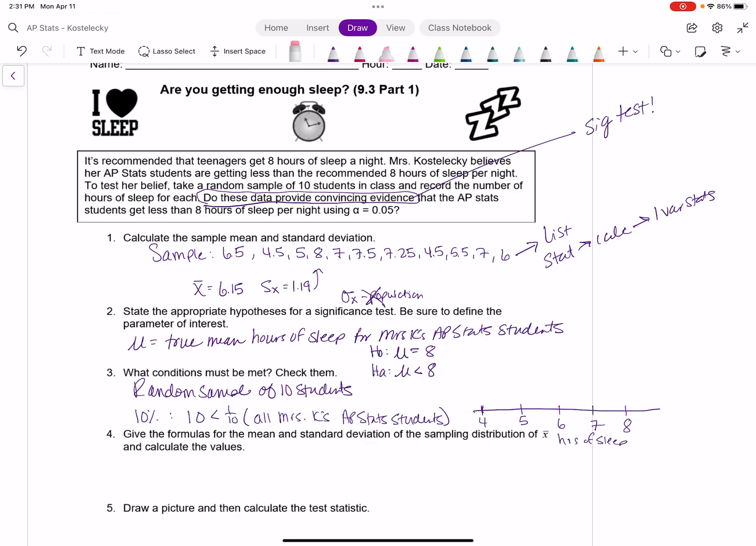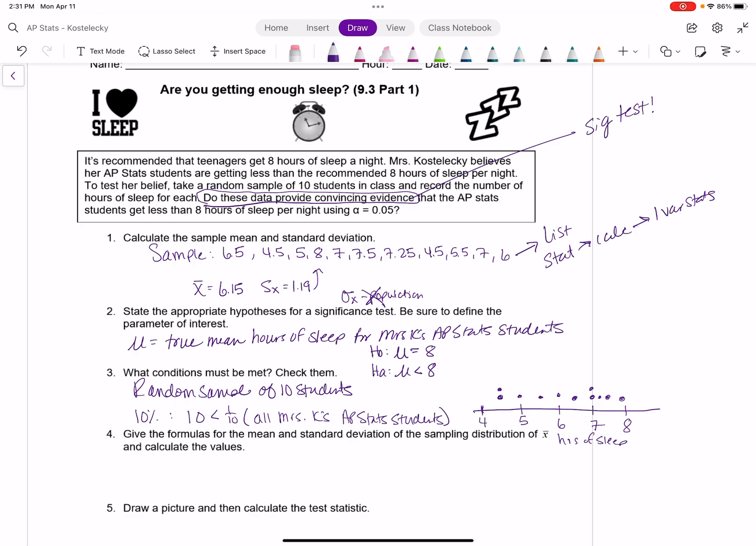Okay, so 6.5 goes somewhere right around here. And then 4.5 is right around here. 5, 8, 7, 7.5, 7.25, 4.5, 5.5, 7, and 6. 1, 2, 3, 4, 5, 6, 7, 8, 9, 10, 11. I feel like I got an extra number on there, but you'll probably do a better job there.